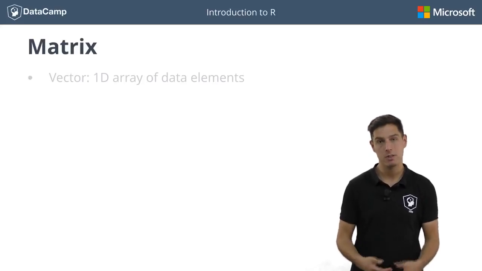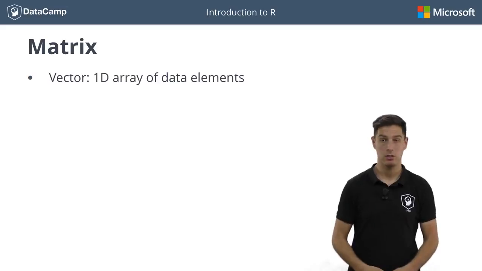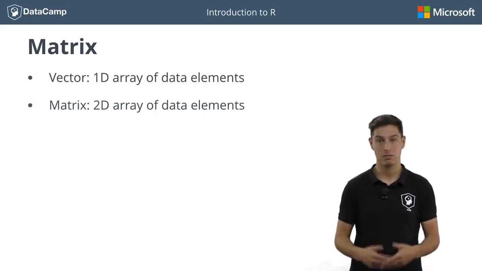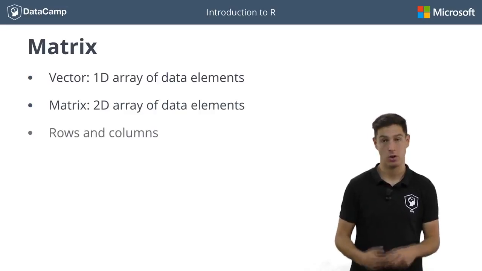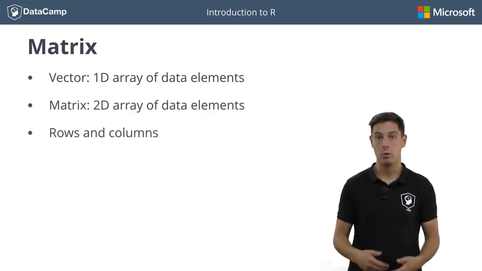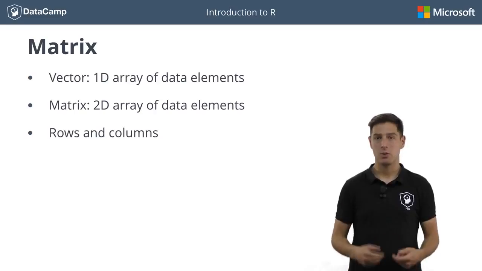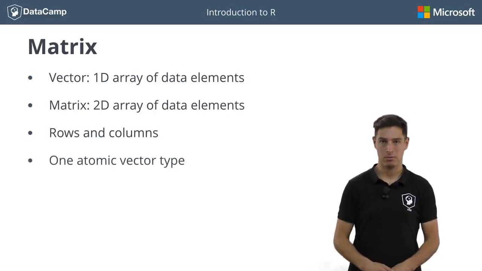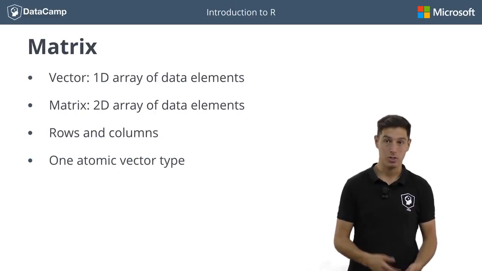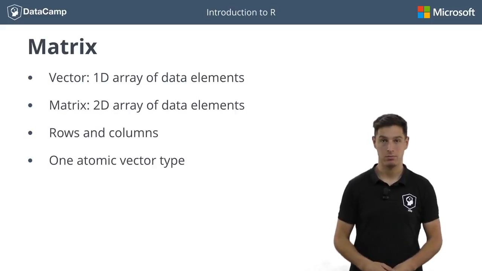Where a vector is a sequence of data elements, which is one-dimensional, a matrix is a similar collection of data elements, but this time arranged into a fixed number of rows and columns. Since you're only working with rows and columns, a matrix is called two-dimensional. As with the vector, the matrix can contain only one atomic vector type. This means that you can't have logicals and numerics in a matrix, for example.